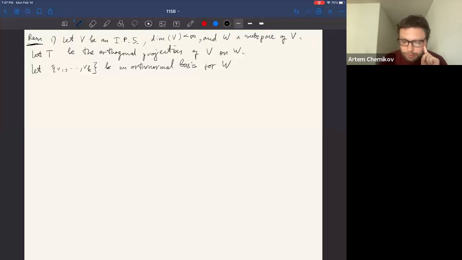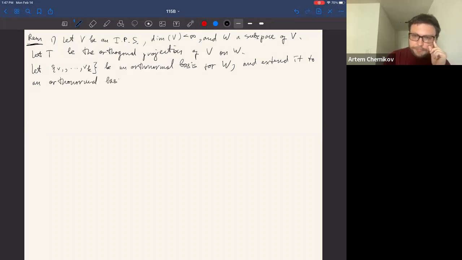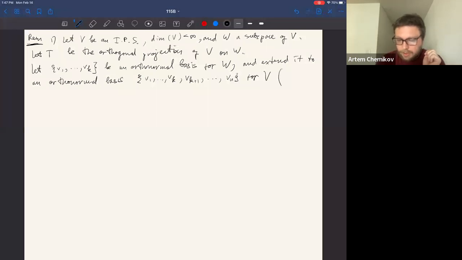We know we can extend it to an orthonormal basis for the whole space, which we can write as v1 through vk, the ones we already had, and we add some: vk+1 through vn, extended to an orthonormal basis for V. We know this is always possible. This was theorem 6.7, that given an orthonormal basis for a subspace, we can extend it to an orthonormal basis for the whole space. Then we can look at the matrix representing T with respect to beta.